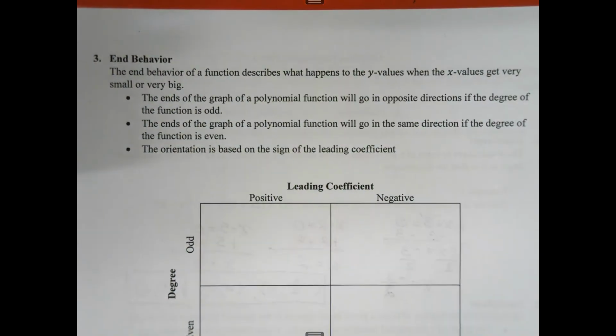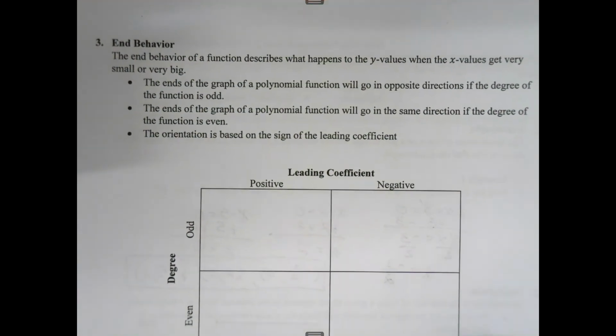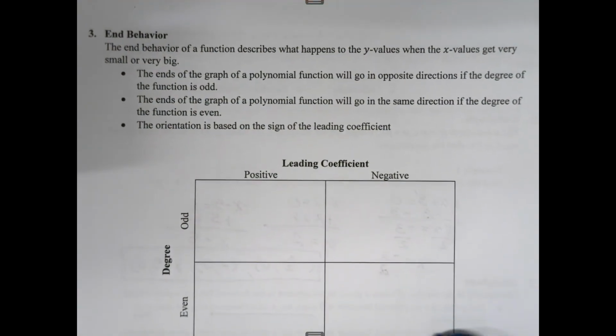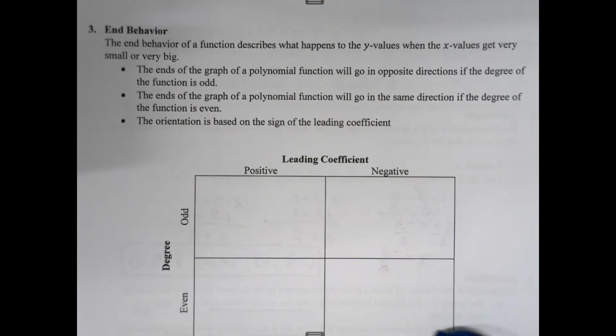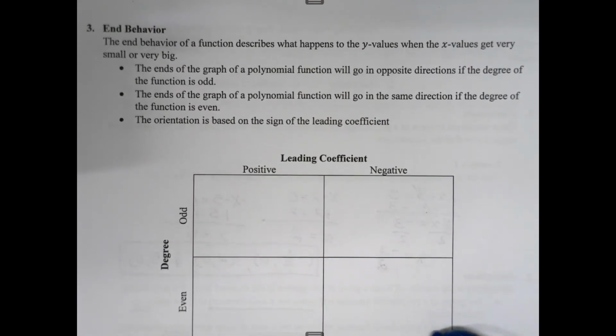Now for end behavior. The end behavior of a function describes what happens to the y values when the x values get very small or very big. And the end behavior is going to help us figure out whether things are increasing or decreasing as they cross through the x-axis.